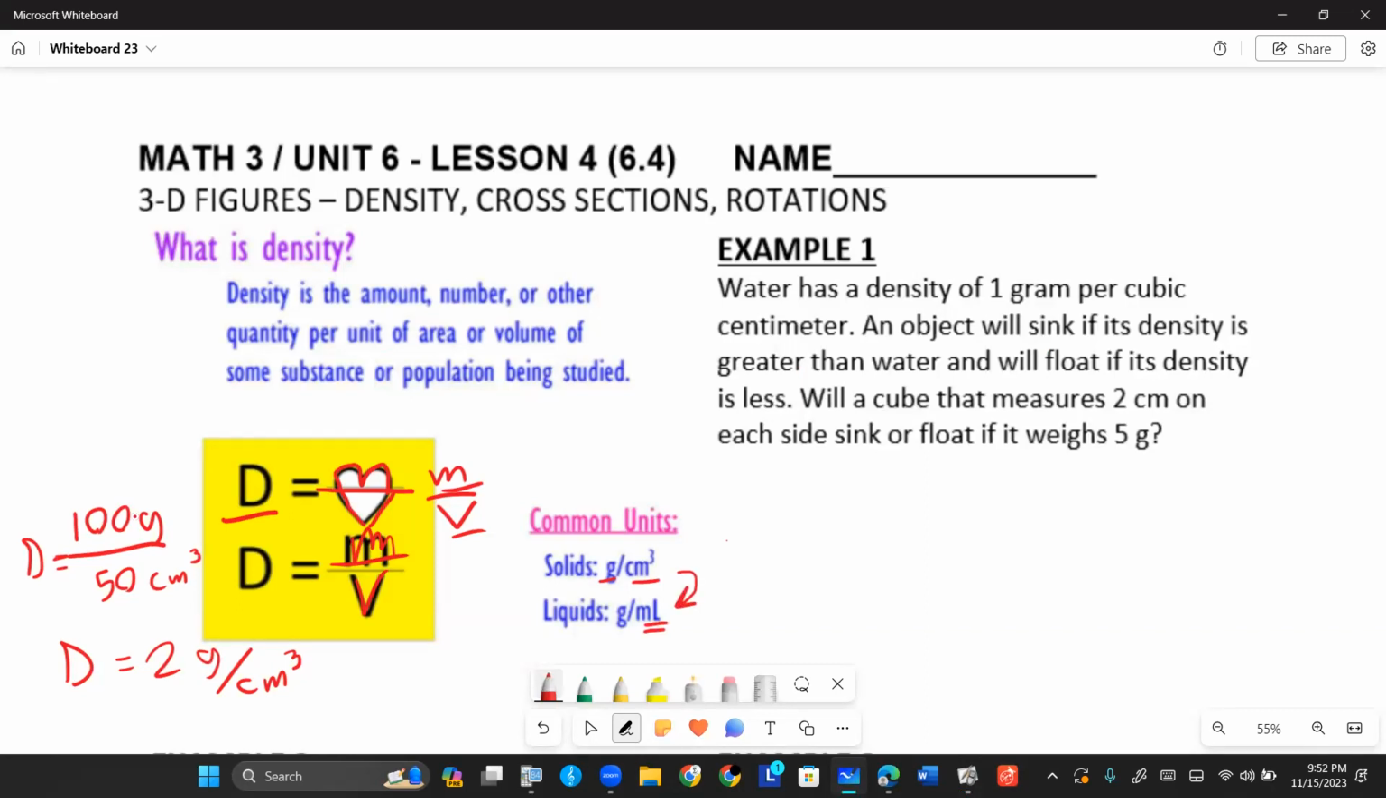So let's look at this first example. Water has a density of 1 gram per cubic centimeter. An object will sink if its density is greater than water and will float if its density is less. Will a cube that measures 2 centimeters on each side sink or float if it weighs 5 grams? One of the things we have to look for first is we have to figure out what the density of that cube is. So a cube that measures 2 centimeters on each side is going to look like this.